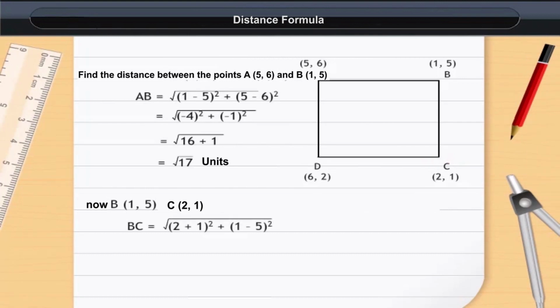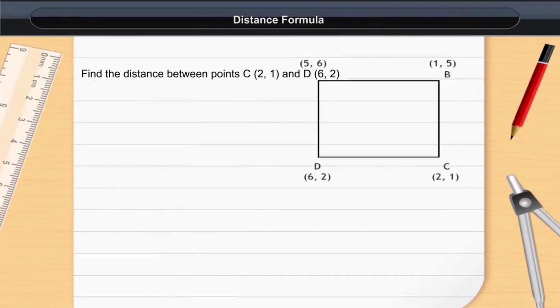Now, the distance between B (1, 5) and C (2, 1), which means BC, is equal to square root of (2 minus 1) square plus (1 minus 5) square, which is equal to square root of 1 square plus (minus 4) square, which is equal to square root of 1 plus 16, that is square root of 17 units.